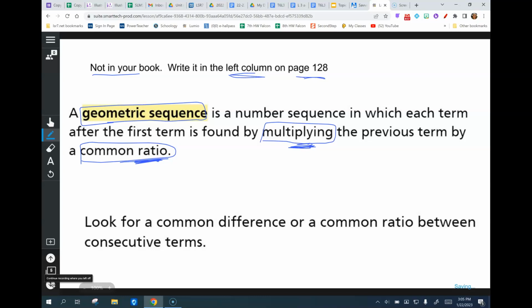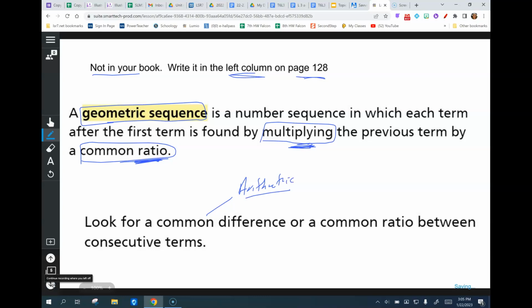So write that in the left-hand column on page 128. If you need to pause the video, go ahead. So then it says look for a common difference or a common ratio. A common difference is going to be arithmetic. And doesn't it kind of seem, look at that, arithmetic.